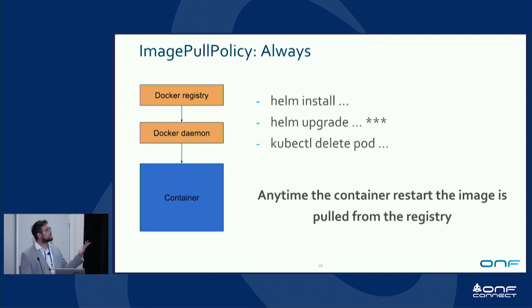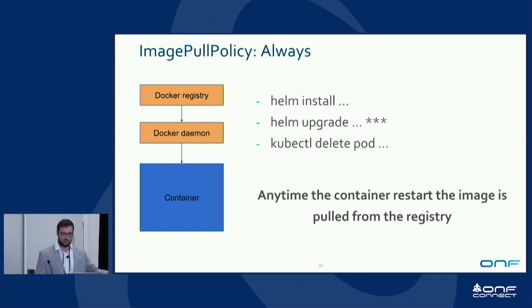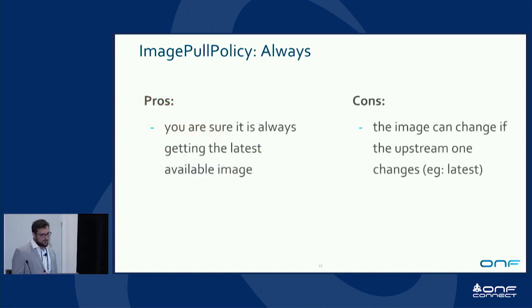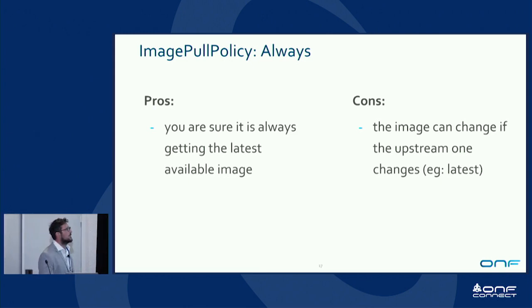So you can immediately see that having the pull policy set to Always is a very good case for development, because I don't need to redeploy anything. I don't need to restart anything. I upload a new image on the Docker registry. I kill the container. I get the new version running. So the pro of this approach is that we always get the latest available image.